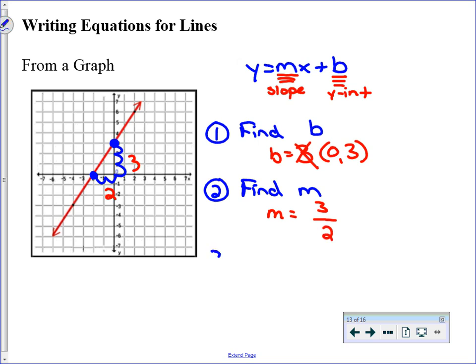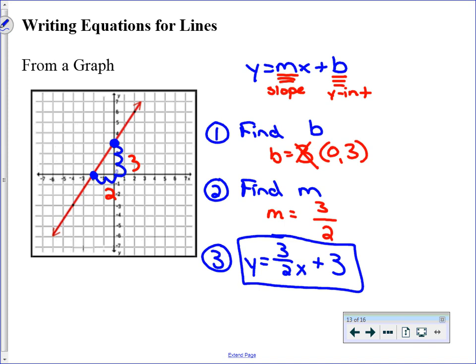So for our final answer, we have to plug these two pieces of information in. y equals, we plug our m directly before the x. So we have y equals 3 over 2 x, and plus, this is the only spot now where we don't use the parentheses. We write that number as a positive 3, that was our y-intercept, and we have our final answer for the very first example.